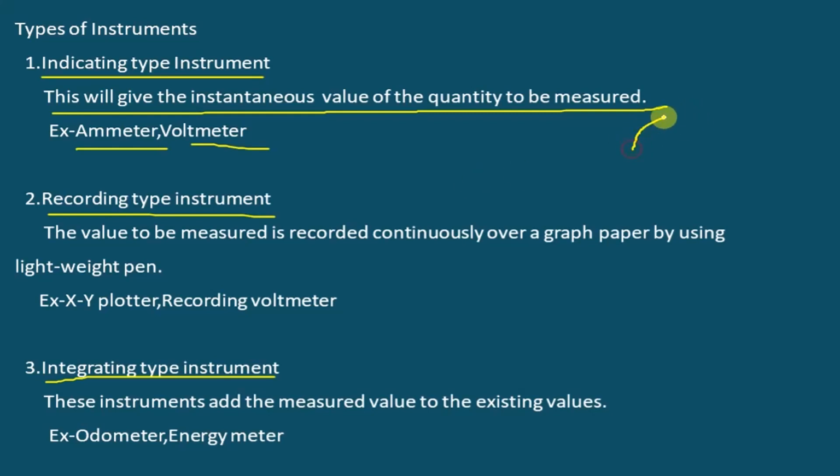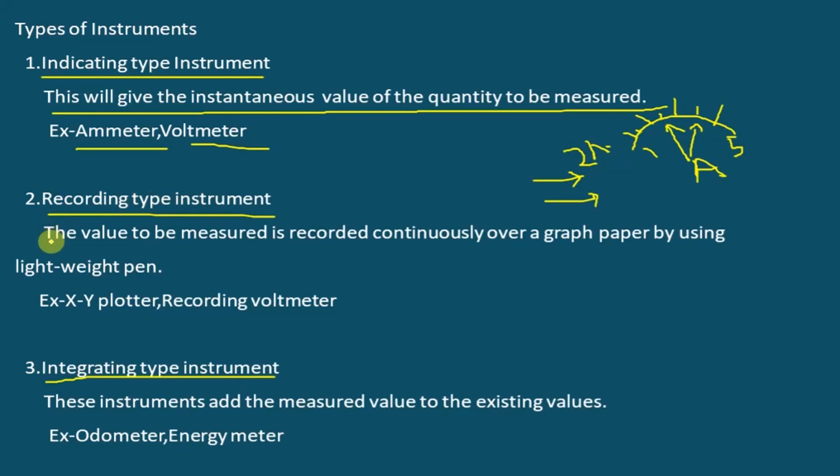Let's suppose this is the scale of an ammeter, and this is 1, this is 5. Now if you are giving 2 ampere of current, the pointer will show 2 ampere. Now when you give 4 ampere, the pointer will show you 4 ampere. So it is showing you the instantaneous value. That type of instrument is called an indicating type instrument.